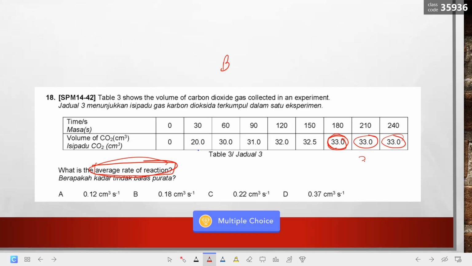So here it will be 33 divided by 180. What is the answer? 33 by 180. Teacher, we take 180 because the 33 starts from there, right? Yes, the constant first appears at 180. Even though at 210 it was still constant, it doesn't matter to me. Where it first became constant, I take that number.